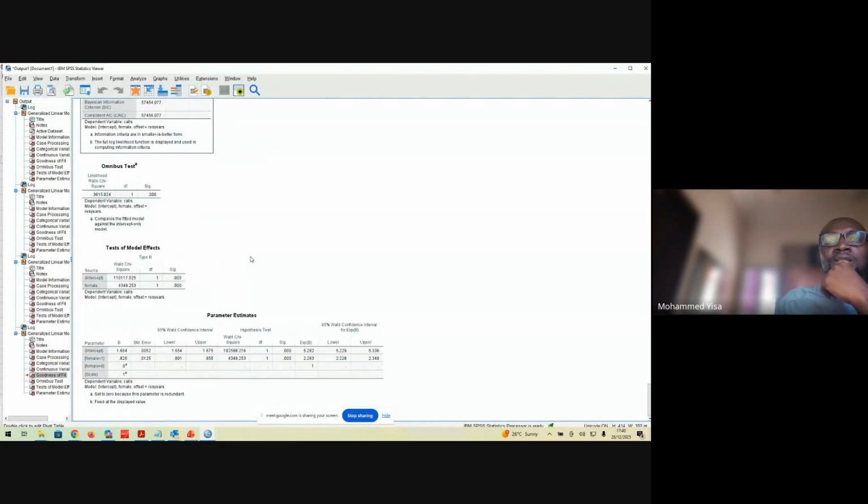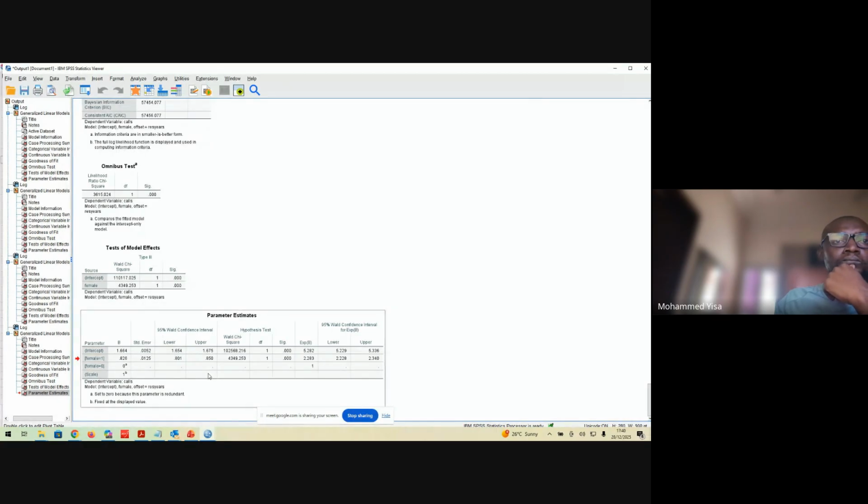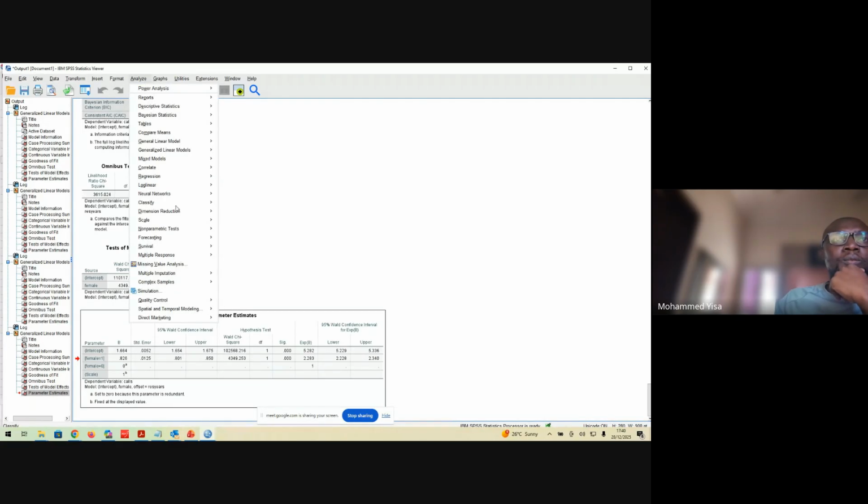But just for the sake of argument, let's come to the table here and see what has now happened to the value of the parameter estimates. Okay, I think something has changed because this is supposed to still be a negative value from what I did.